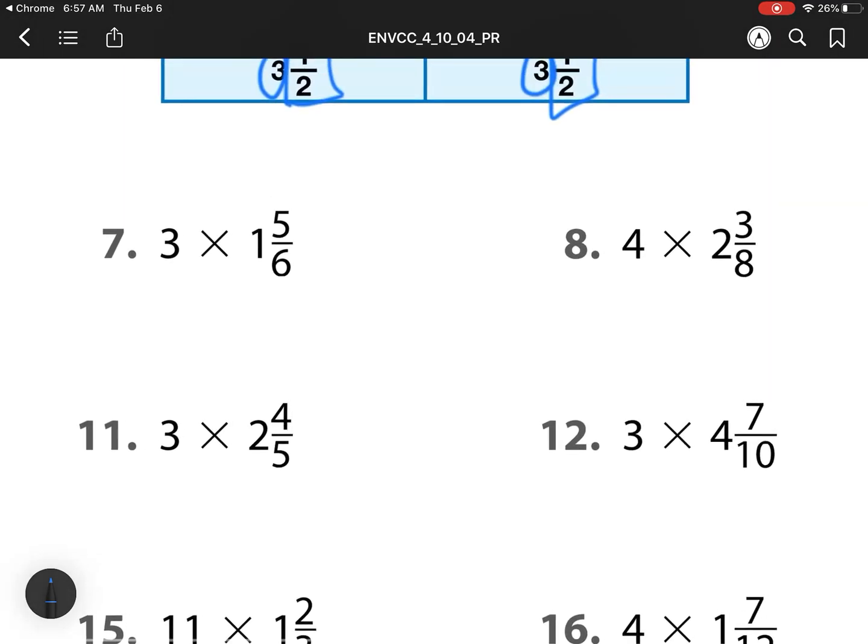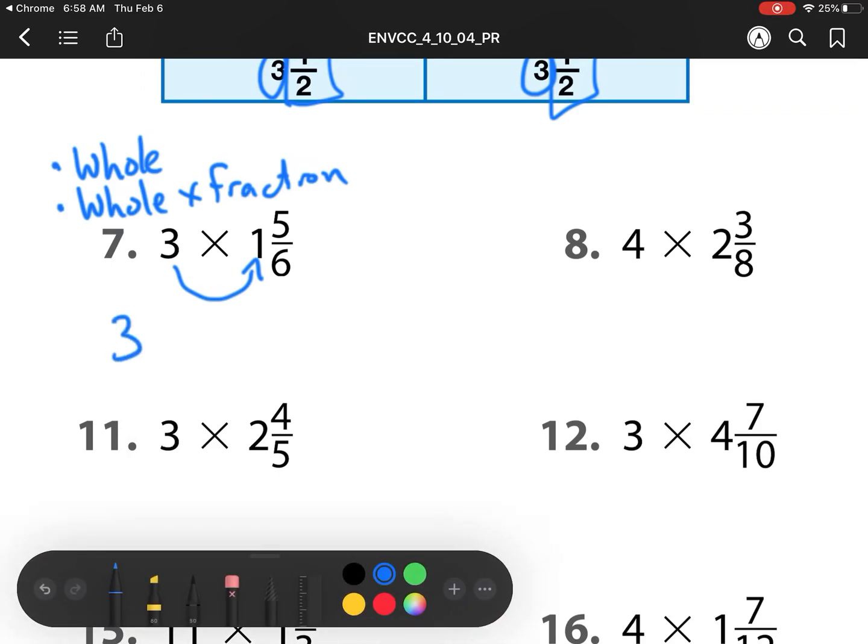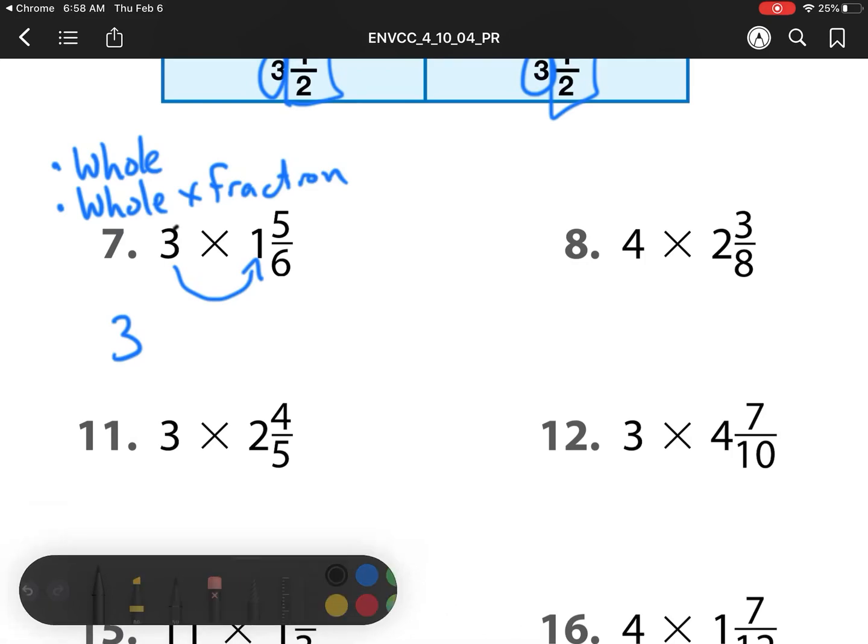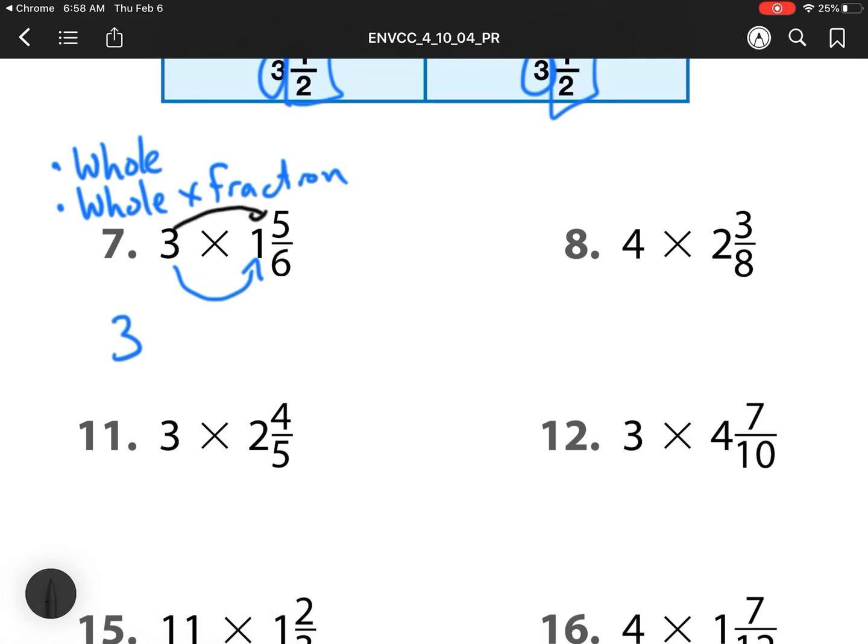Heading off to number 7. Again, we multiply always our whole numbers first, and then our whole number times the fraction. So here I have my whole number times whole number. 3 times 1 is 3, and then I'm going to do my fraction of 3 times 5/6. And 3 times 5/6 is 15/6, because I have that 3 times 5 over 6. And now I need to regroup or rename. So how many times does 6 go into 15?